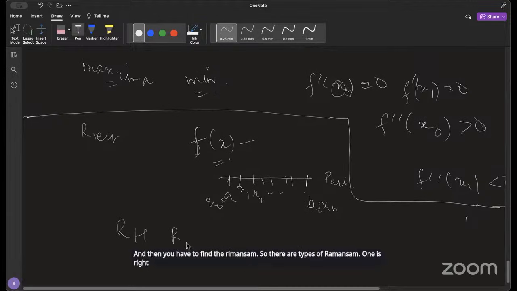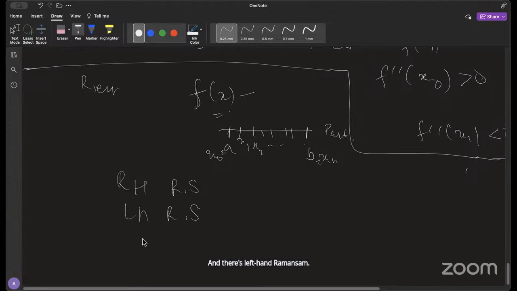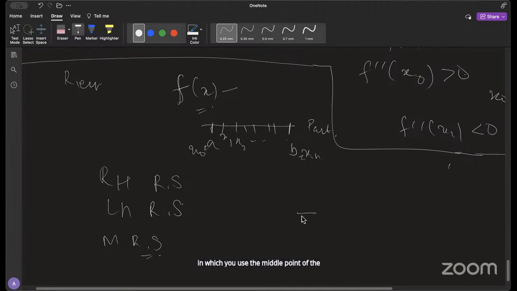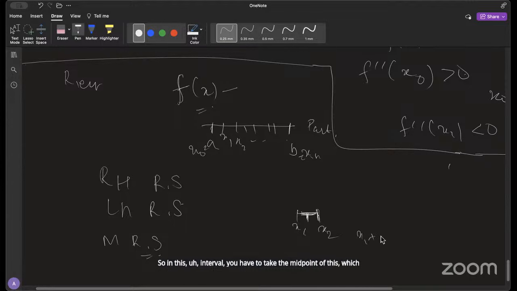There are types of Riemann sum. One is right hand Riemann sum. Then there's left hand Riemann sum. And there's one for the center too. I don't know what it's called, but that's Midpoint. Yes, ma'am, the middle Riemann sum, in which you use the middle point of the part. So if you have x1 here, x2 here, in this interval you have to take the midpoint, which is (x1 plus x2) by 2.